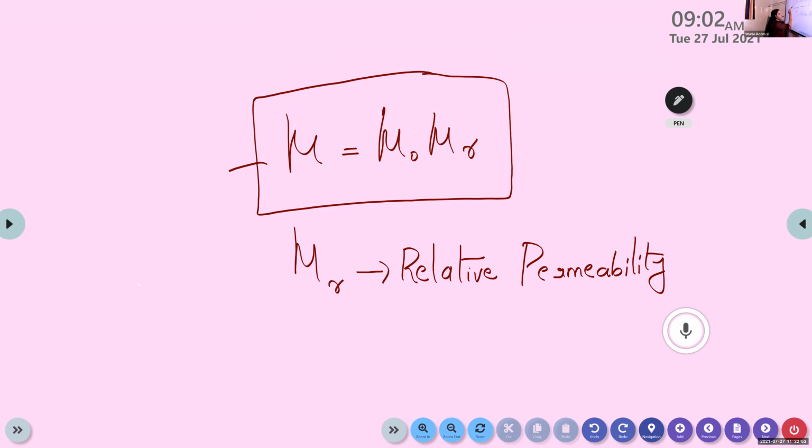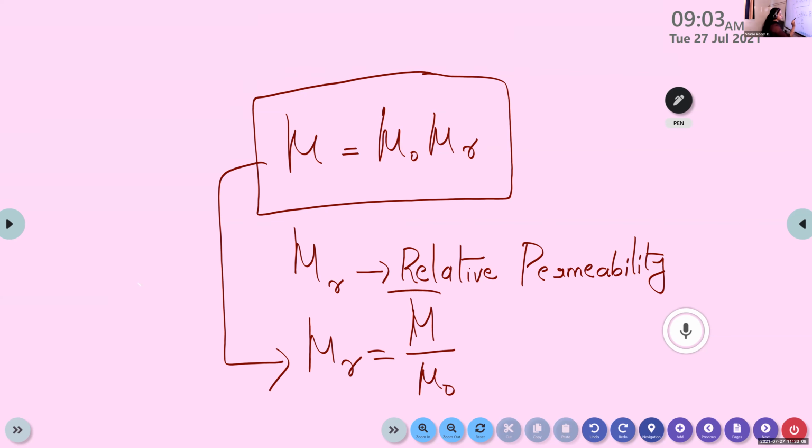From this equation, can you form an equation for mu r? What is mu r then? Mu r is equal to mu by mu 0. The relative permeability is the ratio between the permeability in a medium and the permeability of free space.